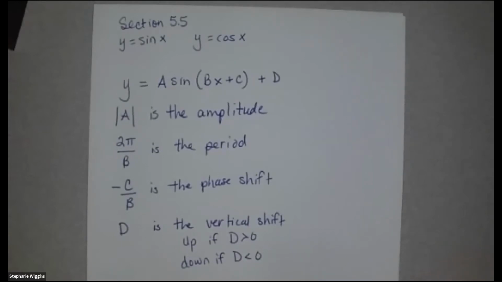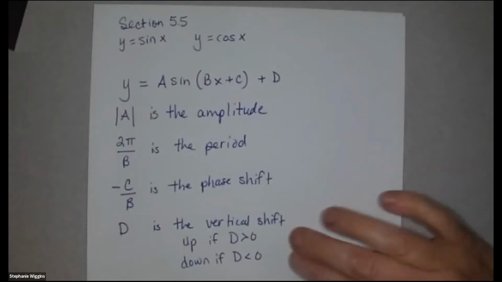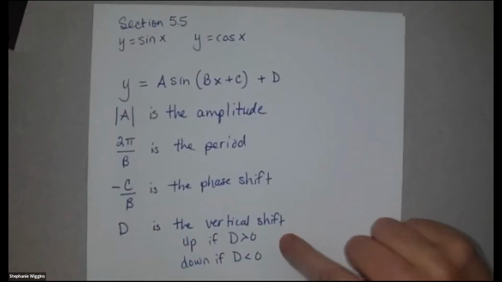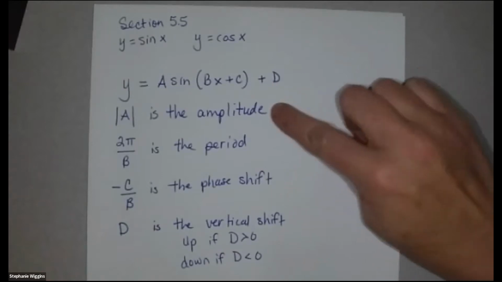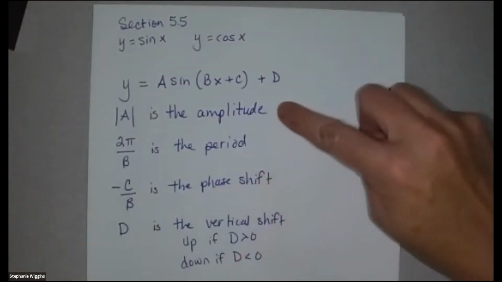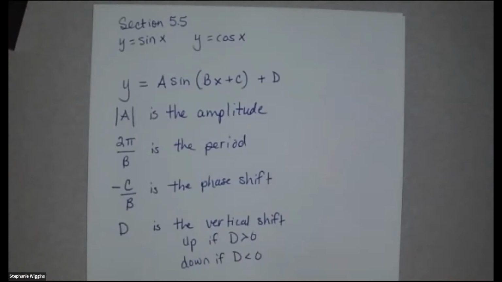So basically, this is what you want to focus on for section 5.5. You want to focus on A, B, C, and D, and understanding amplitude, period, phase shift, and vertical shift. Not so much vertical shift. I think the last 2 problems in the homework deal with the vertical shift, but your focus is going to be mostly on the first 3, amplitude, period, and phase shift. All right?